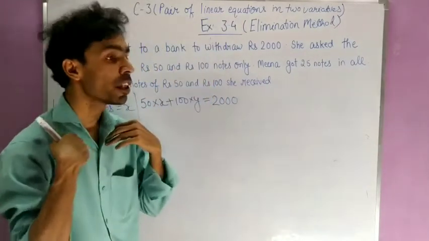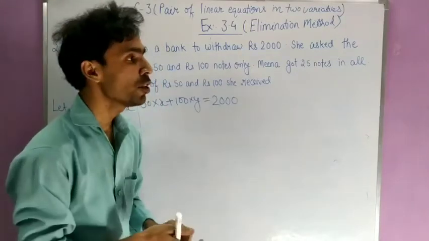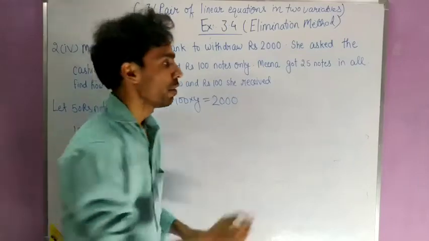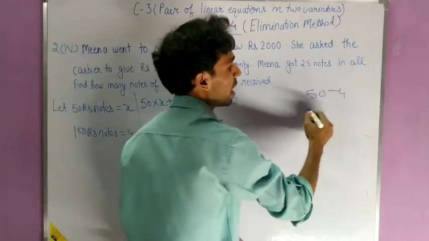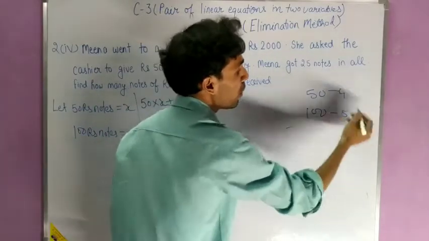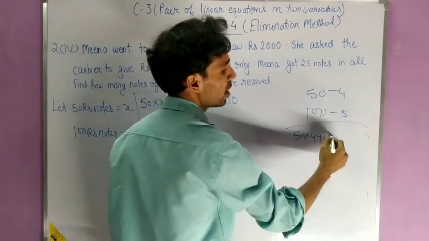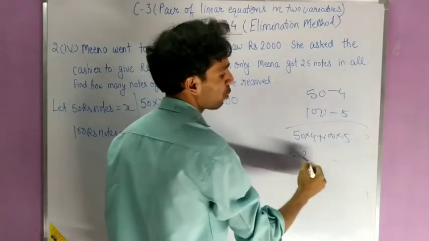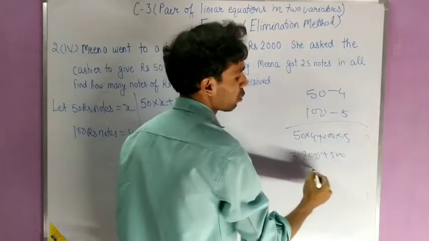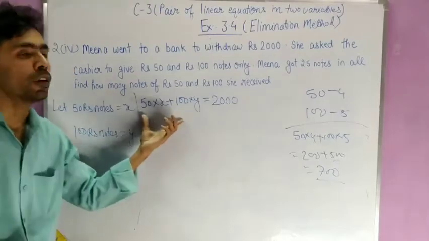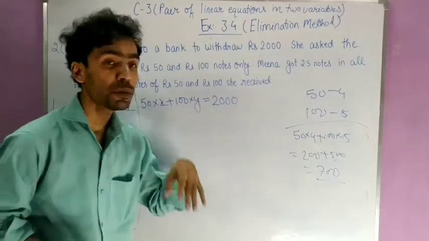I am going to give one more example. Suppose in your bag only 50 rupees and 100 rupees notes are there. 50 rupees notes 4 and 100 rupees notes 5. So how much total money will you have? You will have 50 into 4 plus 100 into 5. It will be 200 and 500. So 700 will come. Like this way only we have solved. Overall she got how much money?